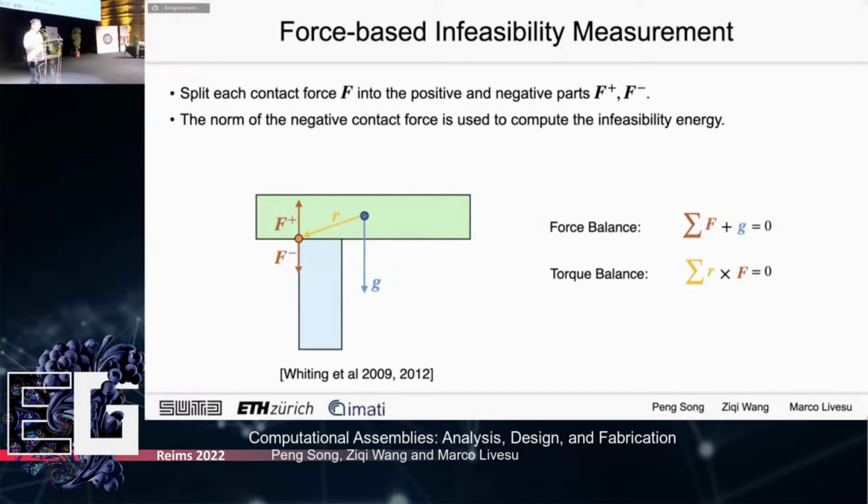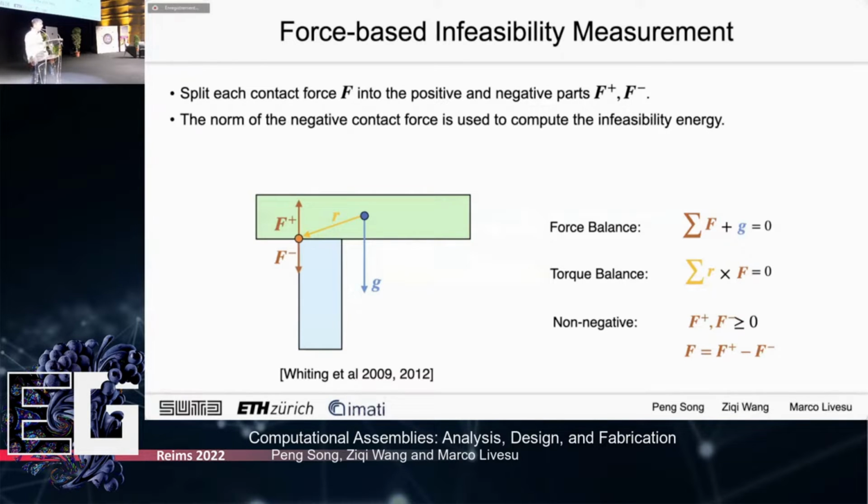We keep the force balance and torque balance equations unchanged, but for the non-negative constraints, we ask for both positive and negative parts of the contact force to be greater than or equal to 0. Here, the negative part of the force is like a tension force that actually pulls the 2 parts together. So an unstable assembly can now be stable in this new definition.